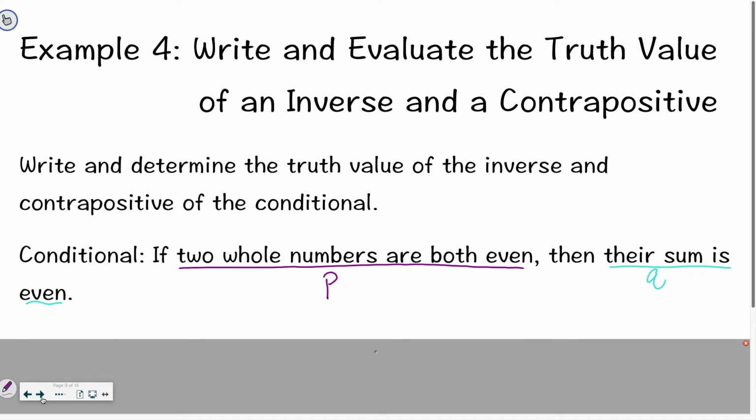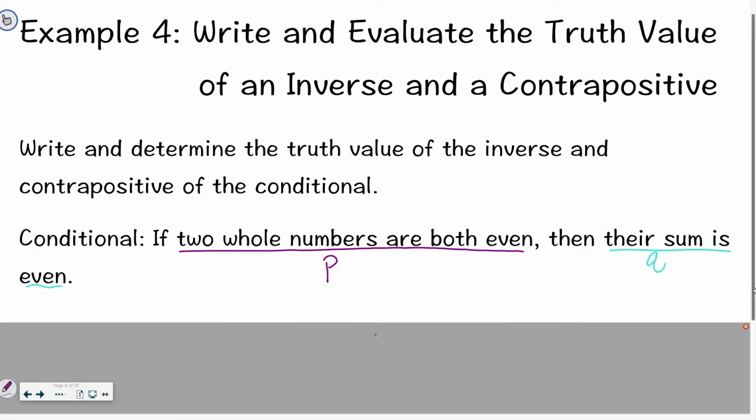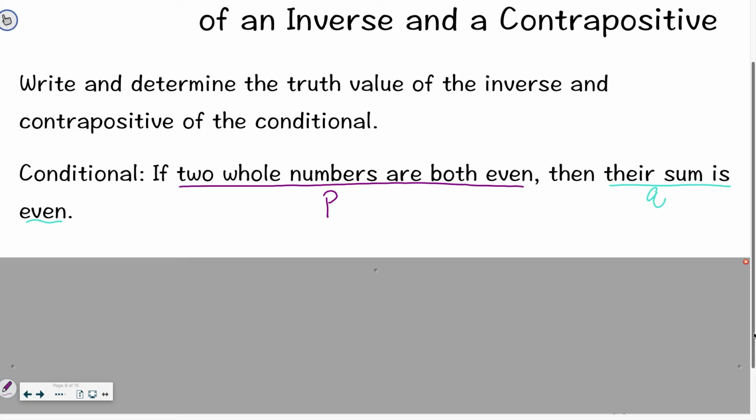Example 4, write and evaluate the truth value of the inverse and contrapositive. So let's start with our conditional. If two whole numbers are both even, then their sum is even. Sometimes it helps to write down an example of what it means when it's maybe not as easy to picture. So if we have two whole numbers that are both even, so I could say 2 and 6, then their sum is even. So sum means I'm going to add, and that would give me 8. Is that true? I have two whole numbers I'm adding together, and their sum is even. That is true. Okay, so I'm going to keep going.